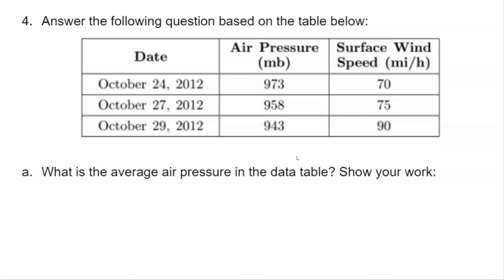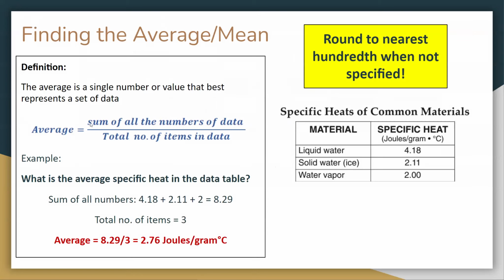Show your work. So since it's asking me for air pressure, I should only be looking at air pressure, and I want to find the average, which is a number that's kind of in the middle of all of these numbers in my data sets, all three of these numbers. And to calculate this, I need to look at the definition for average or mean first.